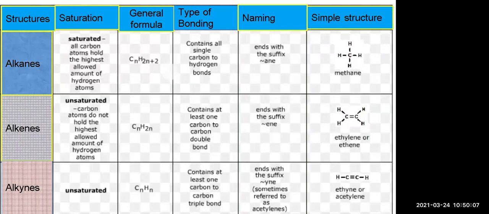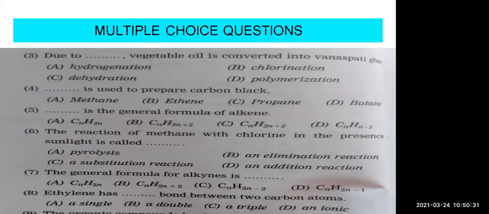Whenever it comes to alkenes, the second one, that is alkene, has the general formula CnH2n. Here carbon-carbon has a double bond and it is unsaturated. There are unsaturated carbon atoms present, which do not hold the highest allowed amount of hydrogen atoms. So the answer will be CnH2n, that is the A option.